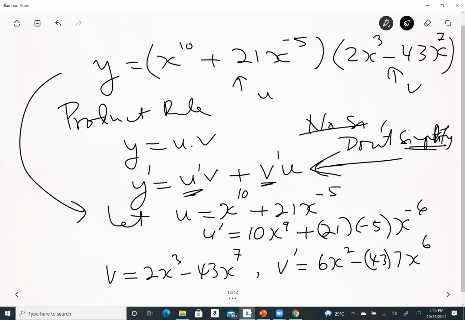Everybody do it. Okay, what do you get for that thing? x to the power of 9 minus 21 times 5. What is it equal to? 21 times 5, what? 105. So all the constants, we can multiply out now. Okay, and then I have 43 multiplied by 7. That is 301. So u prime, v prime.